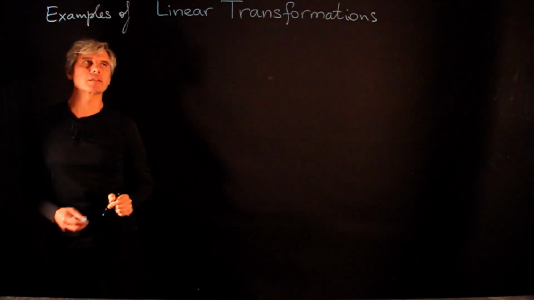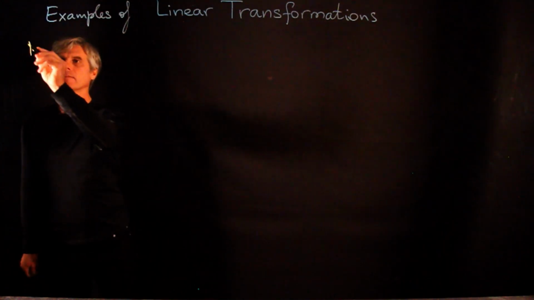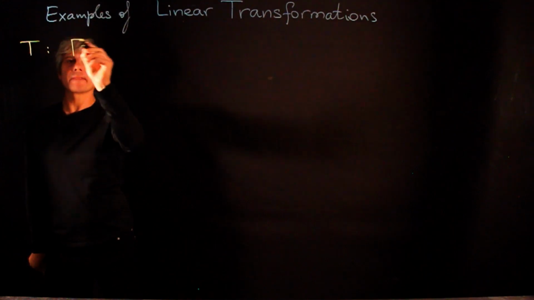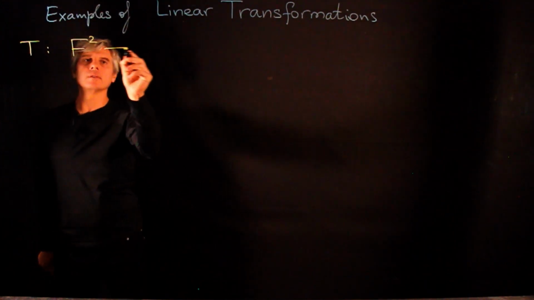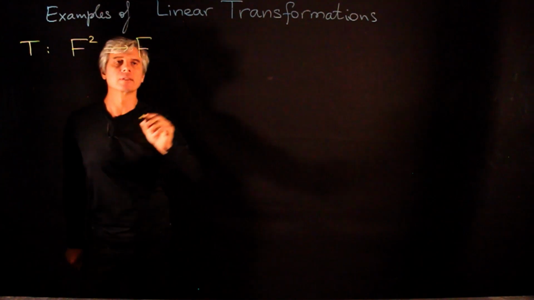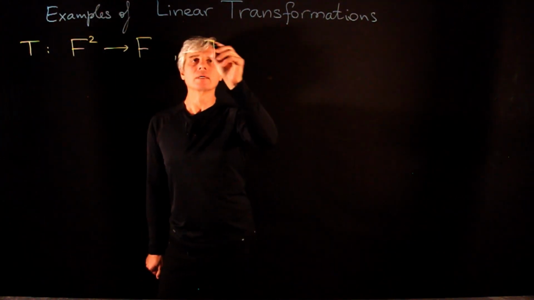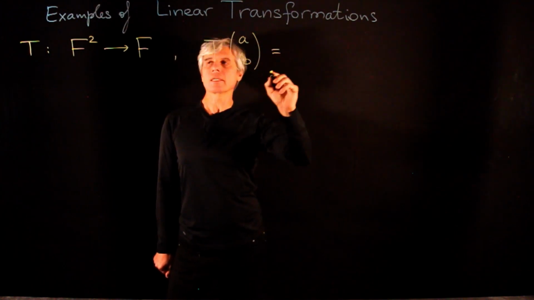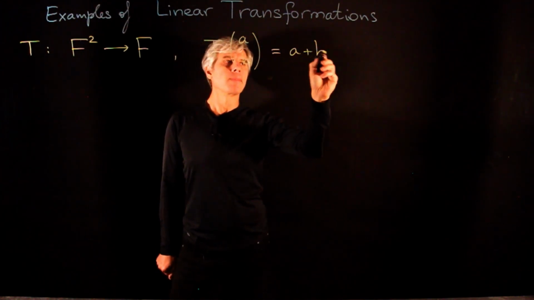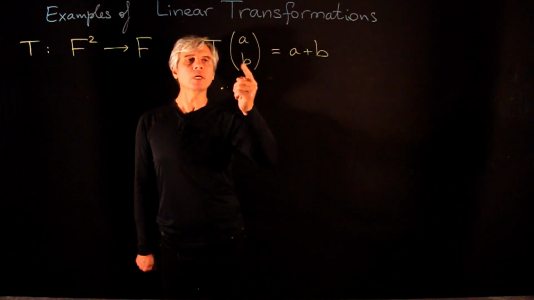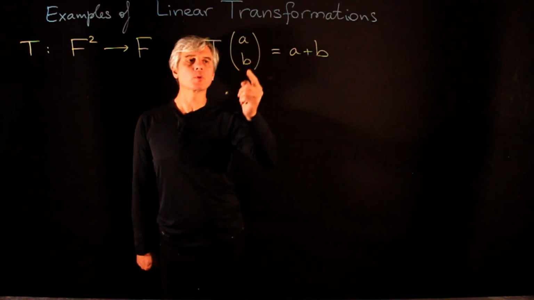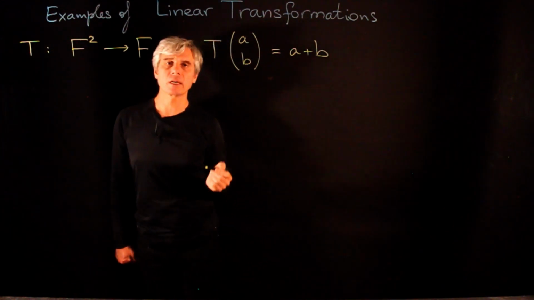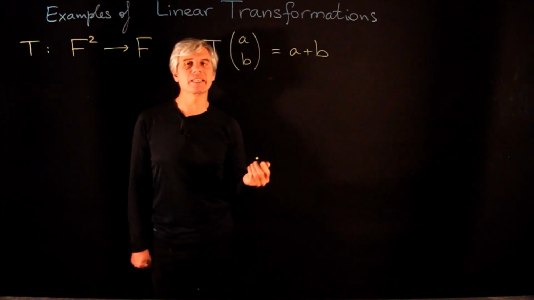Now let us look at some examples of linear transformations. So consider the following linear transformation from the space F2 into the space F, where T of (A, B) is equal to A plus B. So here we have a rule that assigns to a two-component vector (A, B) a scalar A plus B. So let us show that T is linear.